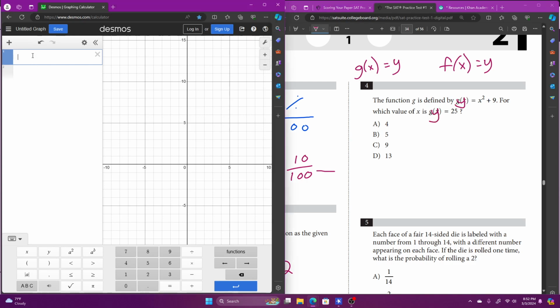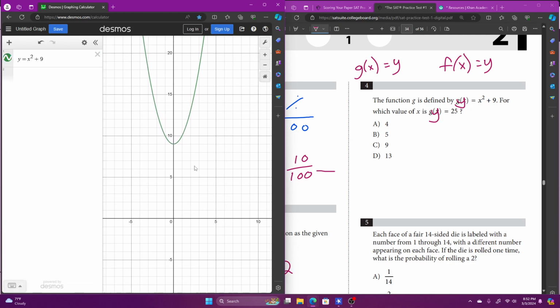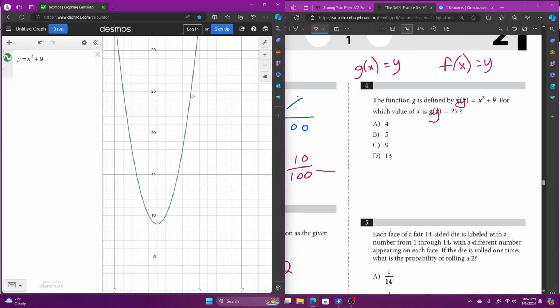And this, we can use our calculator. We can say y equals x squared plus 9. And you could just look and see when y is 25, what is x? And you have that right here. X is 4 when y is 25. So that answer is A.